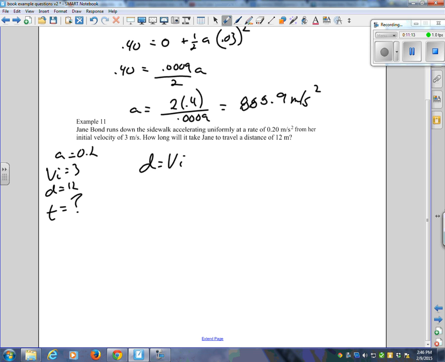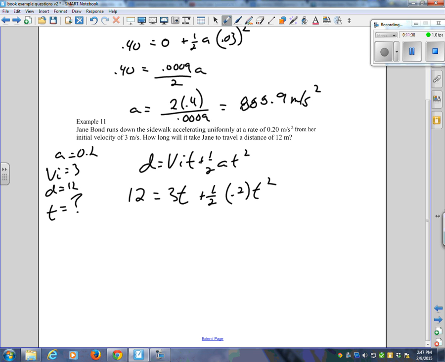d equals vit plus 1/2 at squared. What is the distance traveled? 12. What is the initial velocity? 3 times t plus 1/2, the acceleration is 0.2, t squared.